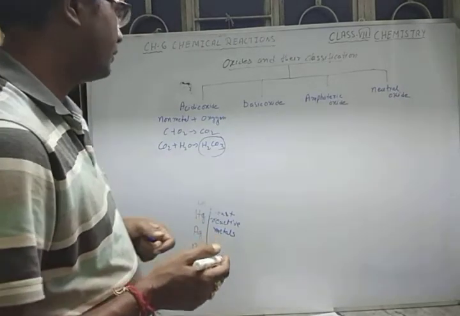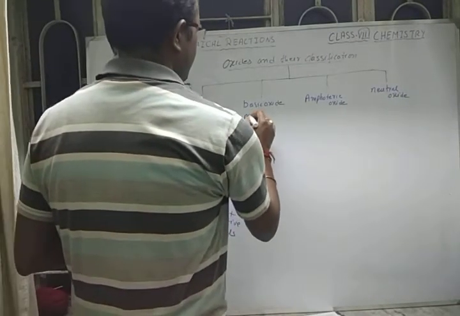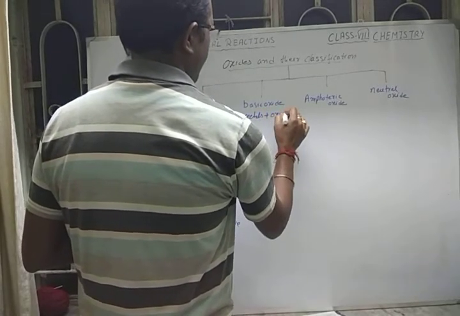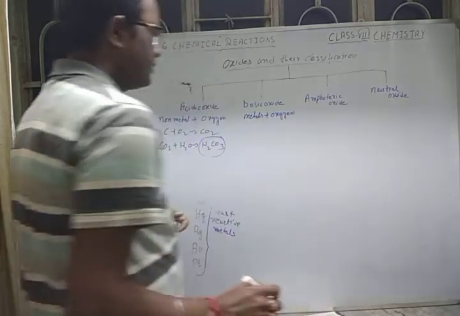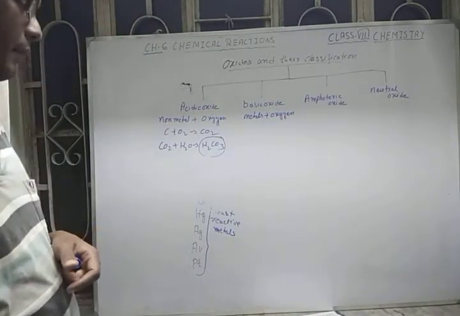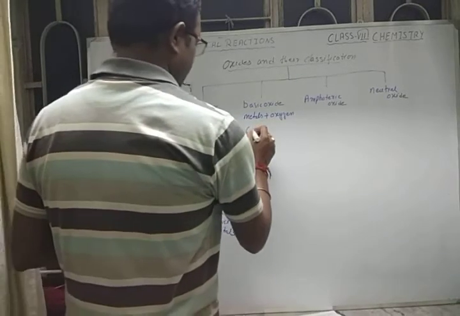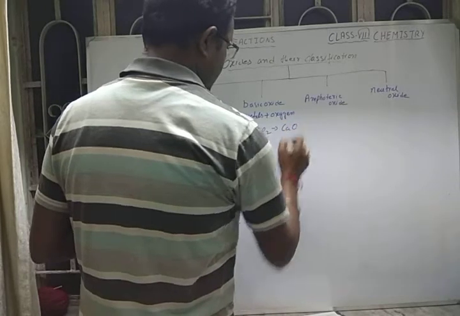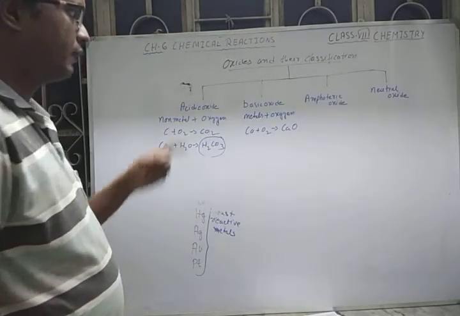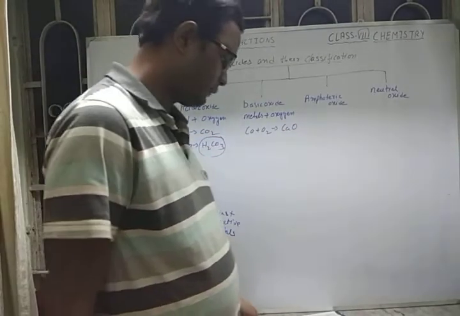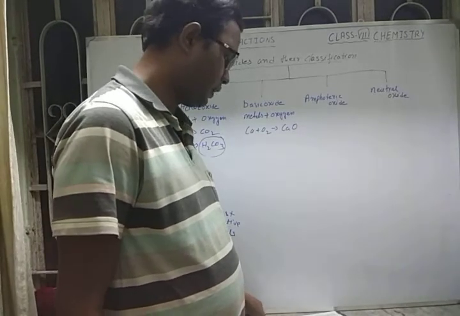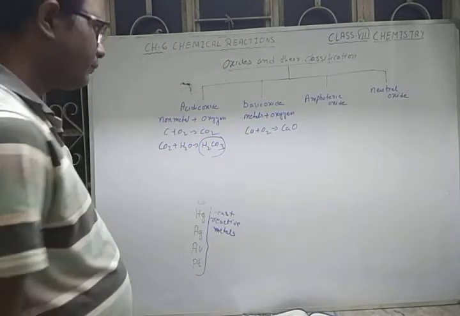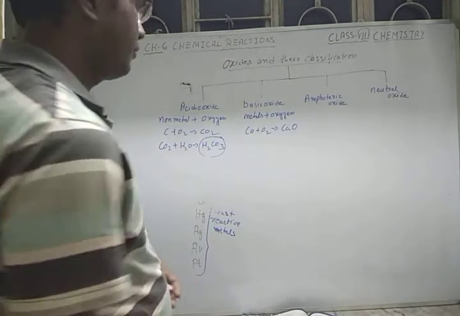Next is the basic oxide. What are basic oxides? Here metals react with oxygen to give a metallic oxide. Suppose calcium plus O2 gives calcium oxide. Okay. So when calcium oxide further reacts with water, it gives calcium hydroxide.